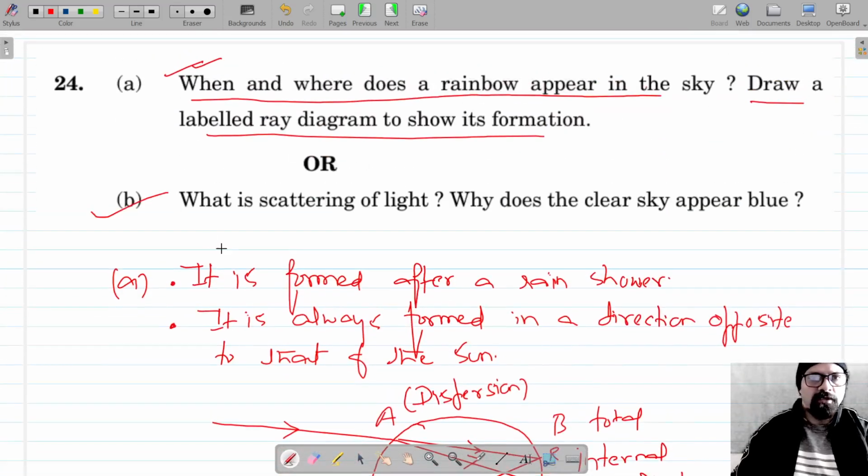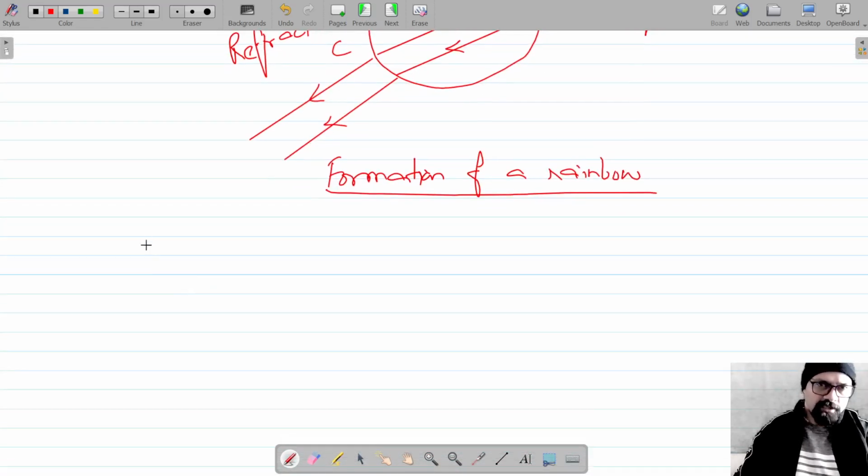Okay, now next is what is scattering of light. So we know that when light enters the air, there are particles of different sizes, and the very large size particles or molecules, which we also call the colloidal particles, scatter the light in different directions and change the direction of propagation of light. So we can write what is scattering of light.